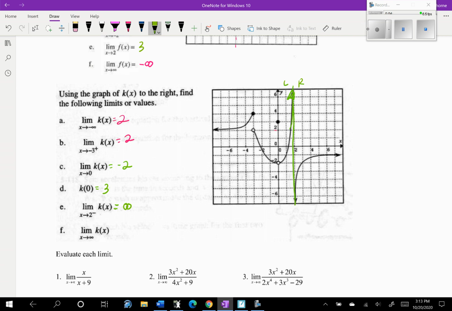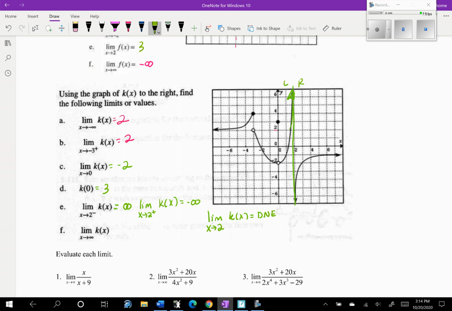So if I were to look at the right side, the limit as x approaches 2 from the right for this function, I would say it would be equal to negative infinity. But if I were to write the limit as x approaches 2, because the left and the right side are both going different directions, that one I do have to write does not exist.